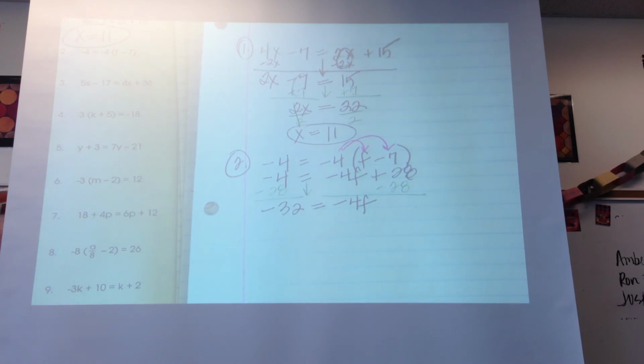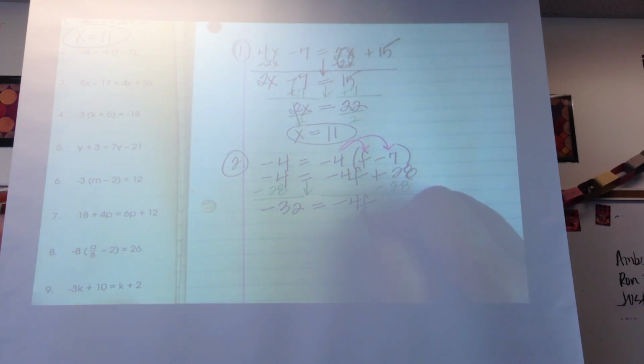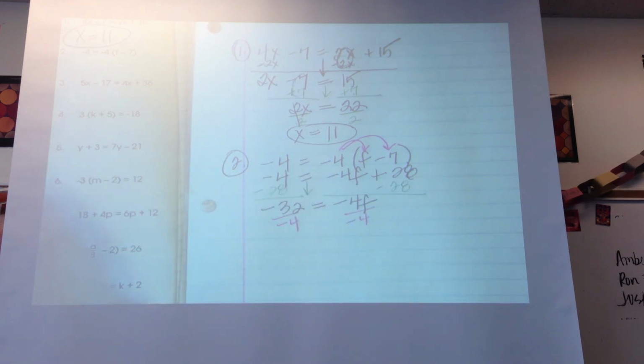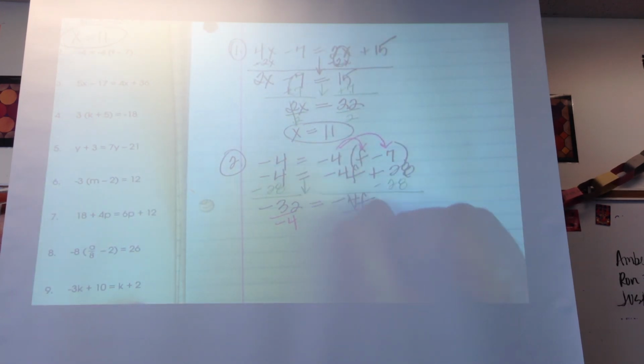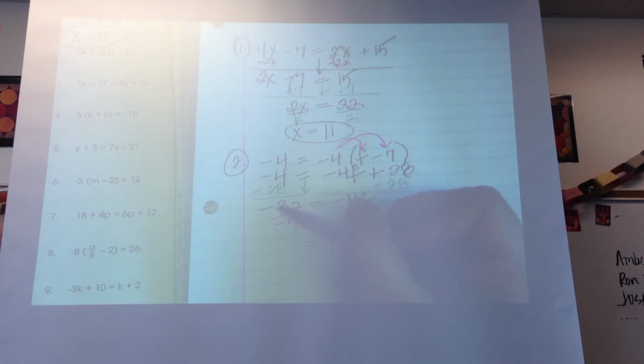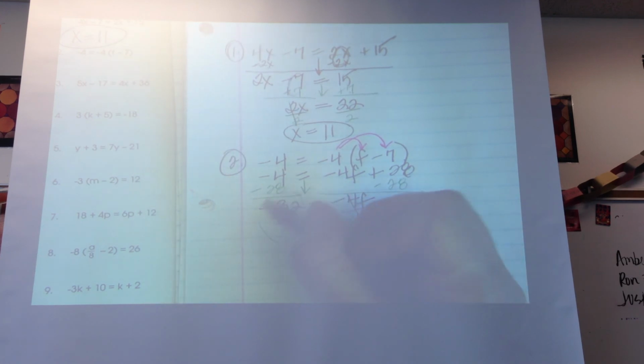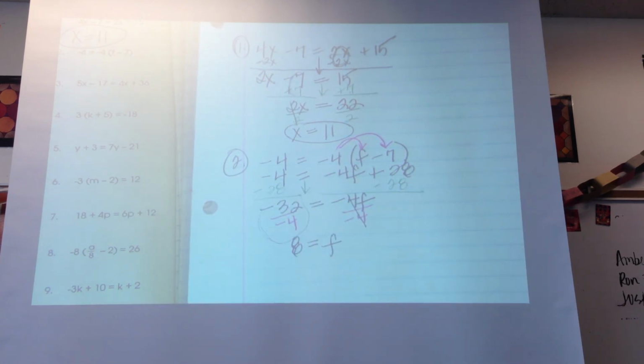Questions here? What am I going to do to finish? Divide by the number stuck to the letter, always. You got it. Last step. The -4f becomes just f. And then go into your calculator if you need to. Is this answer going to be positive or negative? Yeah. 8.